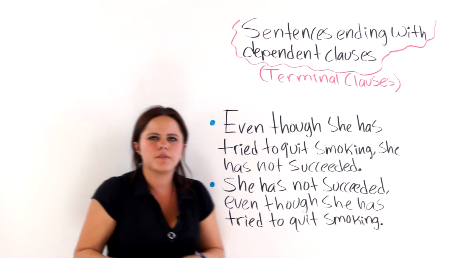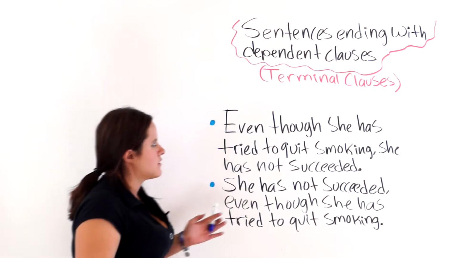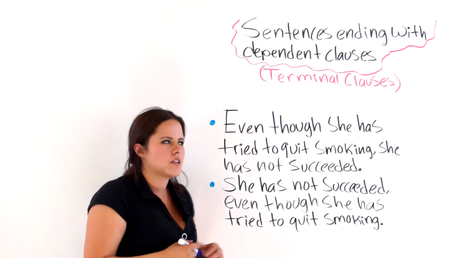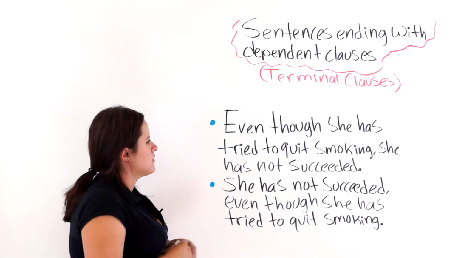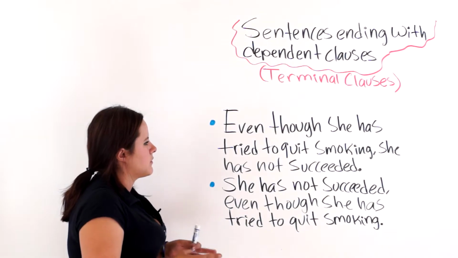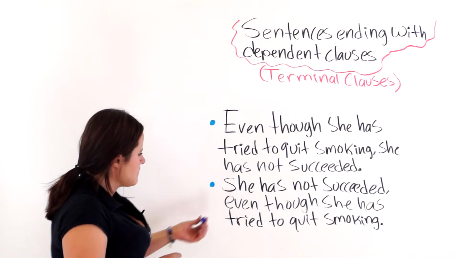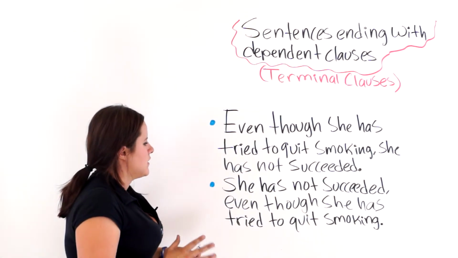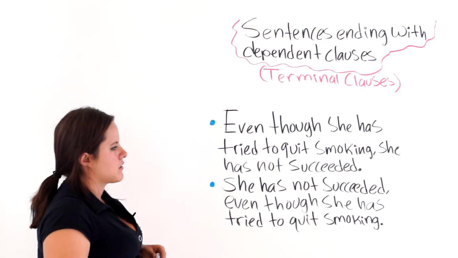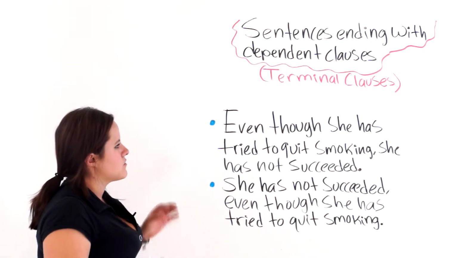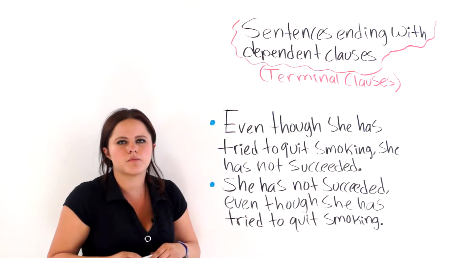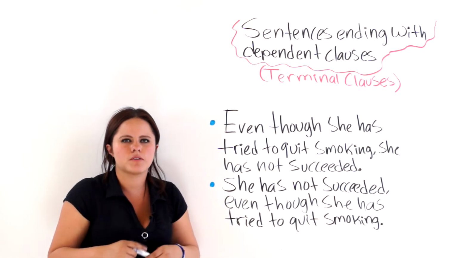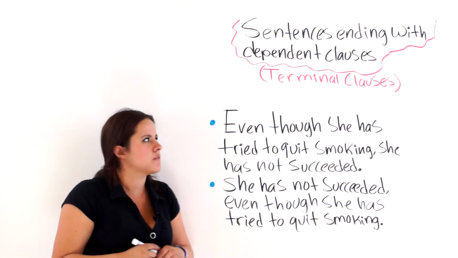Now you are going to help me figure out which of these two sentences has a terminal dependent clause, or ends with a dependent clause. The first one says, even though she has tried to quit smoking, she has not succeeded. And the second one inverts the order and says, she has not succeeded even though she has tried to quit smoking. So which one of these two sentences has a dependent terminal clause? Which one ends with a terminal clause? The first one?